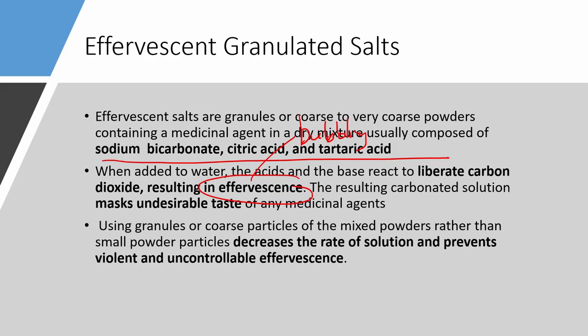However, using granules has this advantage: the large particles of granules control the rate of solution and prevent violent and uncontrollable effervescence. So if you use powders instead of granules, once you add effervescent powder, it rapidly reacts and you will have a lot of bubbles at one time. Instead, using granules gives a more controlled rate of carbon dioxide release, with a longer period of effervescence.